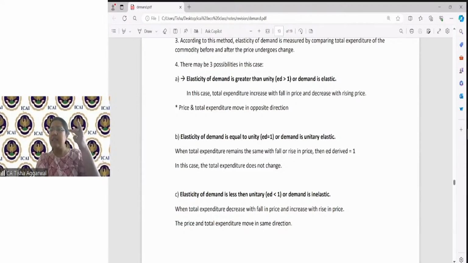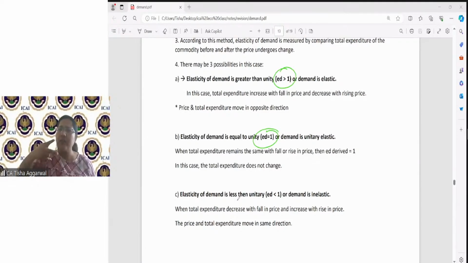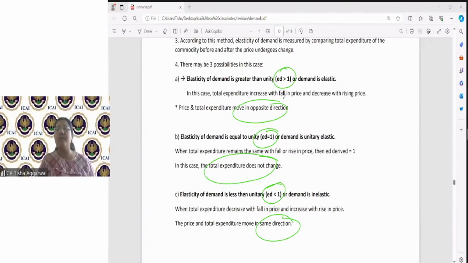If the price increases or reduces, but the total expenditure remains the same, in that case ED is going to be equal to 1. But if the price is reducing and the total expenditure is also reducing, that is, both of them are moving in the same direction, then ED is going to be less than 1. So there are 3 cases wherein we see whether the relationship between the price and total expenditure is in the opposite direction.